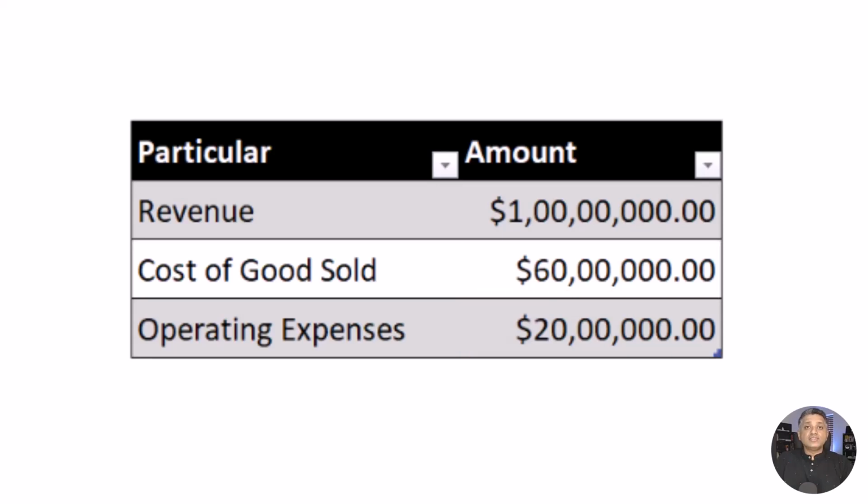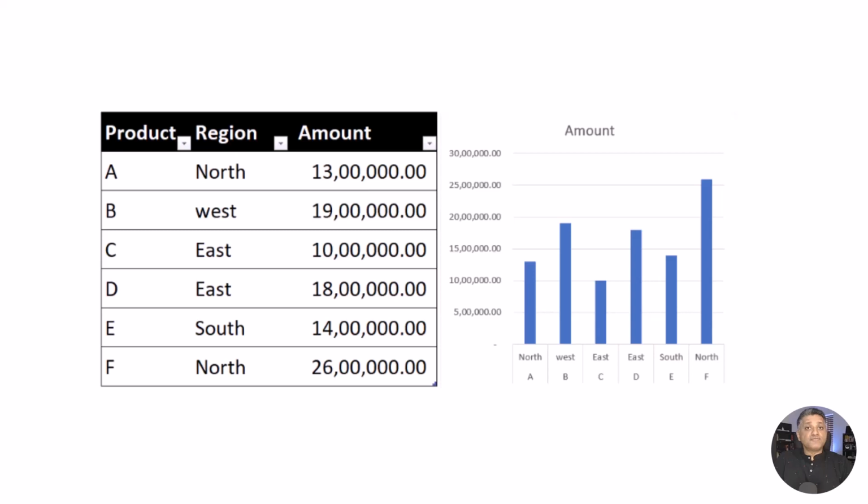Firstly, let us analyze the revenue section. We can see that company XYZ generated $10 million in revenue for the year 2022. We can also break down the revenue into different categories, such as sales from different product lines or geographical regions. This can help us understand where most of the company's revenue is coming from and whether it is growing or declining.